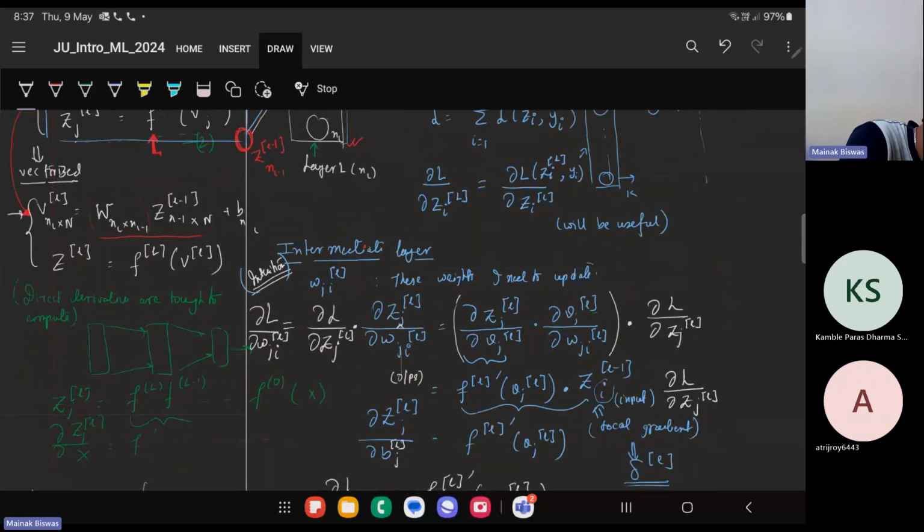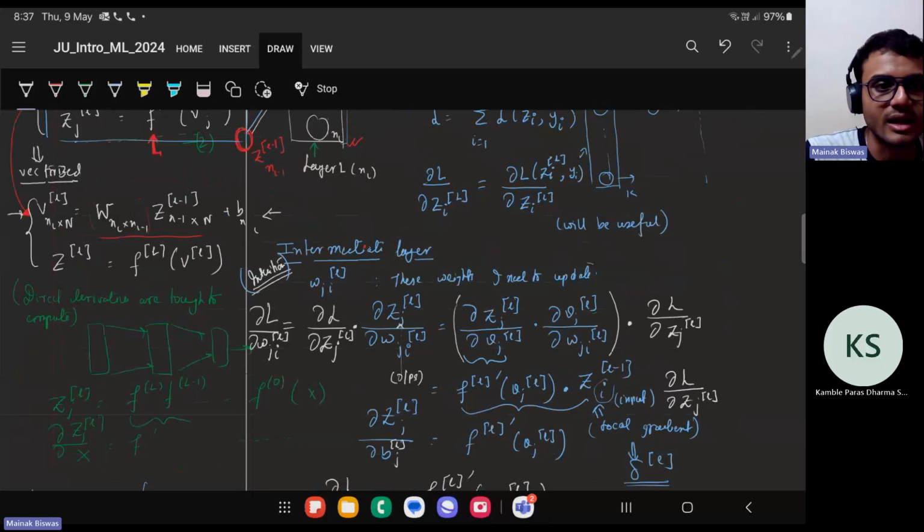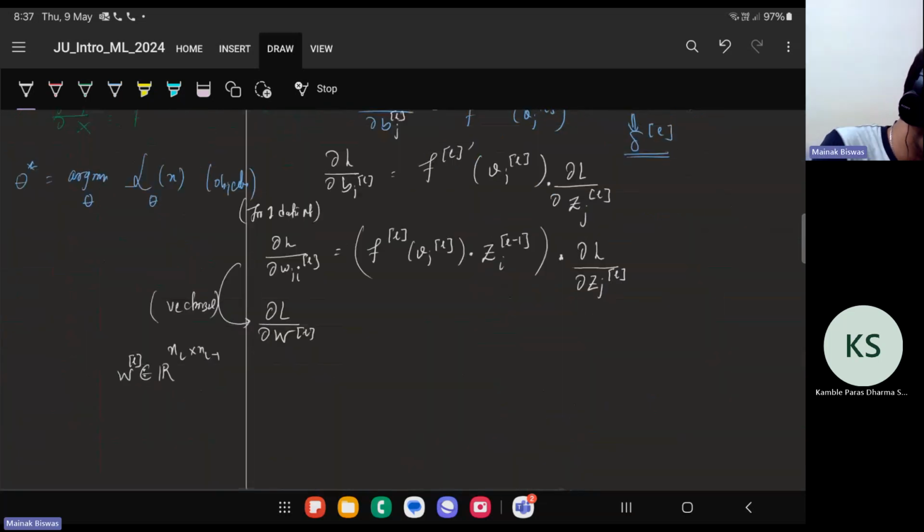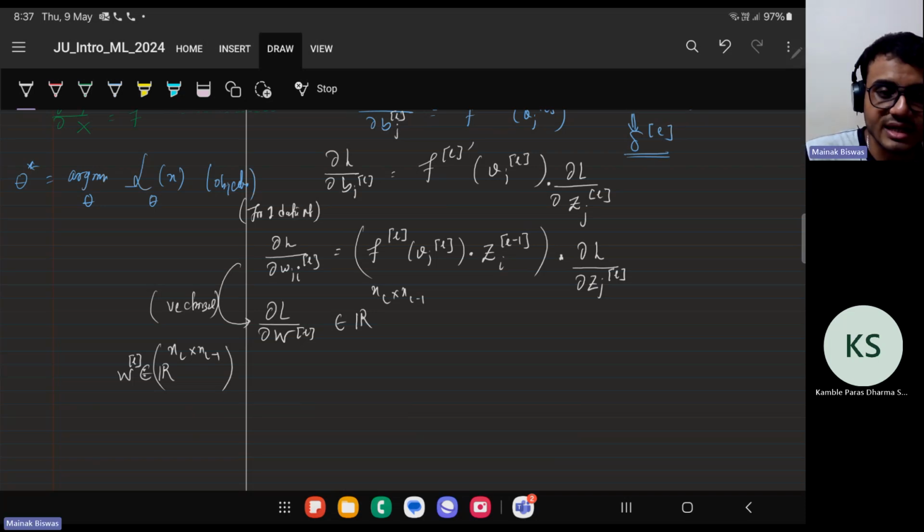Can you see this equation? This equation is what I'm using. So we have NL equations and NL minus 1 unknowns. So the dimension of dL/dW will also be the same that we have seen. These gradients are of the same dimension. Since the gradients are of the same dimension, it will just be the same product.